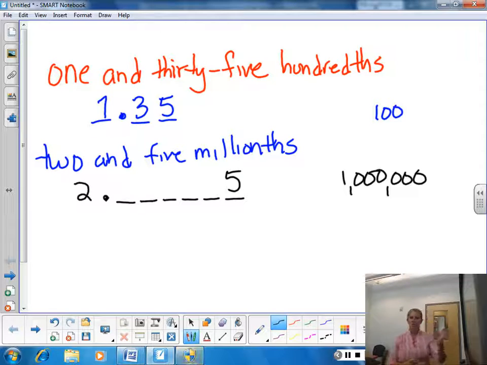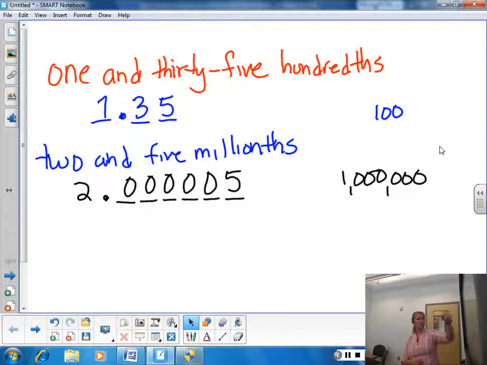What do you think I put in all the rest of those spots? Zeros, because I didn't have anything besides a 5. It just happened to be that my 5 was sitting there in that millionths spot. That's why I had to put it in the 6th place over, because 6 zeros, 6 spots, and everything else before that becomes 0.